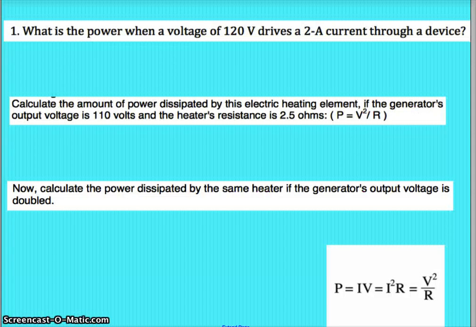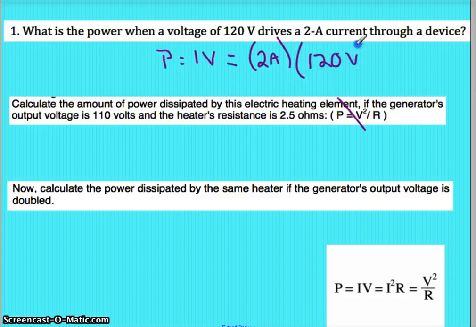Okay, let's use this formula to calculate some wattages. I have the formulas down here. We have: what is the power when a voltage of 120 volts drives a 2 amp current through a device? So we have volts and amps. Remember, I is amps, so P equals I times V. P equals IV, and this should be pretty simple. I is 2 amps, and V is 120 volts. So that's just a simple multiply out: 240. Now what is power in watts?